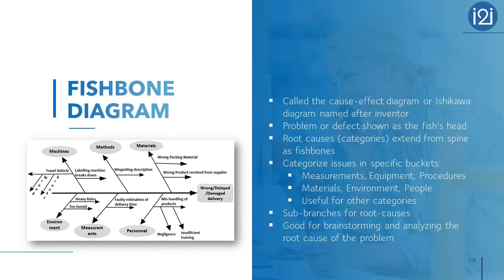And a fishbone diagram or cause and effect diagram is also known as an Ishikawa diagram, named after the person who originated it. It is helpful to systematically identify and categorize issues surrounding a specific problem. You start out listing the problem or defect as the fish's head. Then the root causes extend from the spine as fishbones.